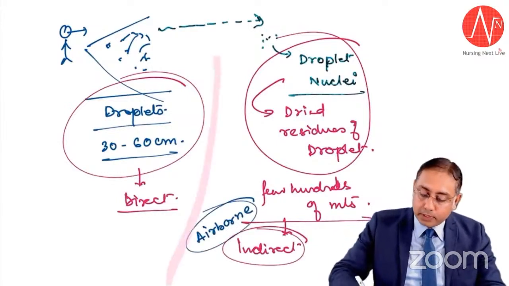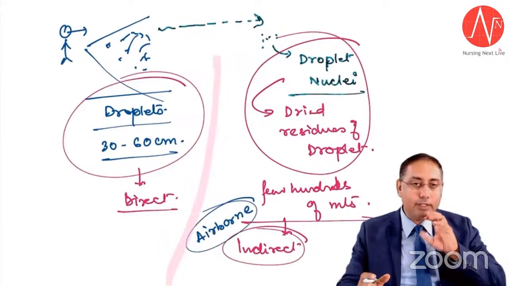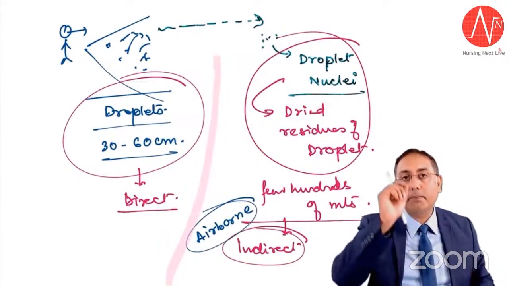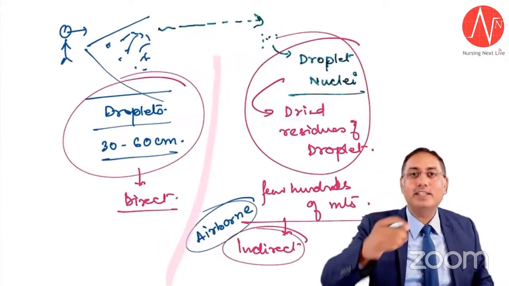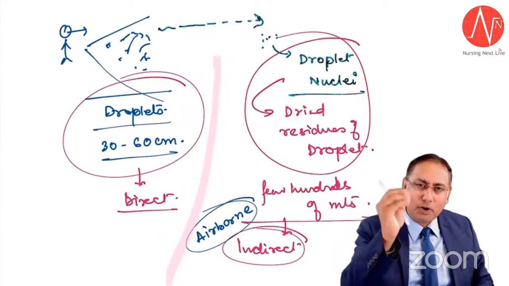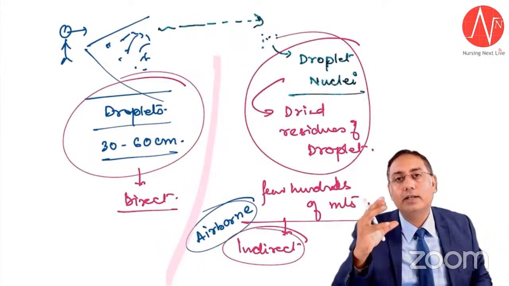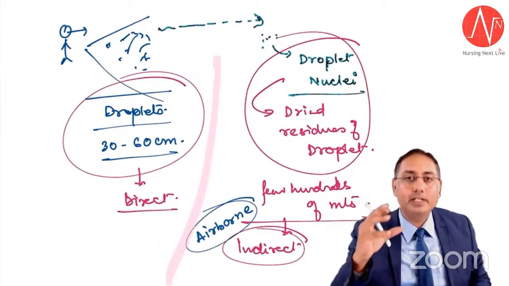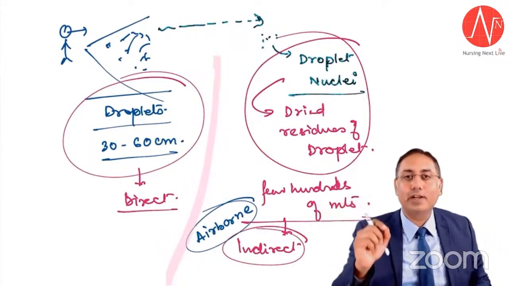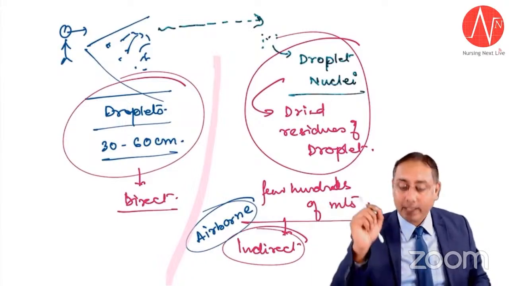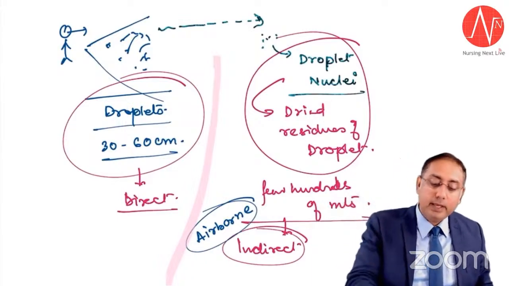So now you have understood that a person can sneeze and can throw either droplets or droplet nuclei. Droplet nuclei are small droplets which fly over long distances, the dried residues of the droplets, and that is what is classified as the airborne mode of transmission, and these are indirect modes of transmission.